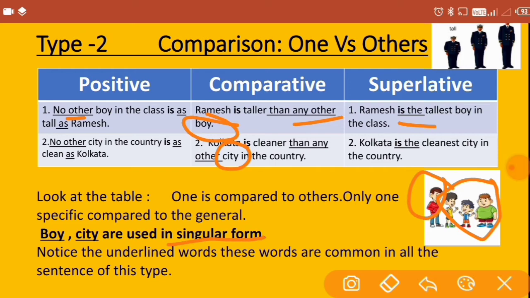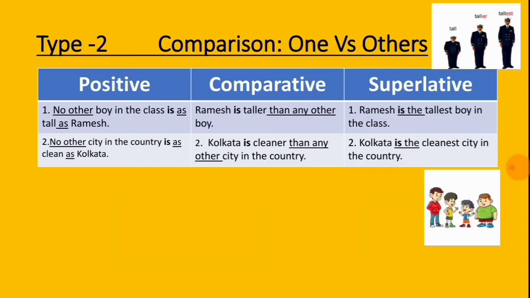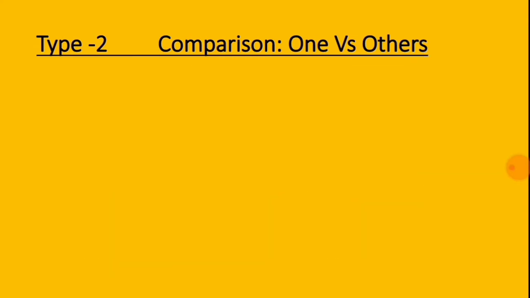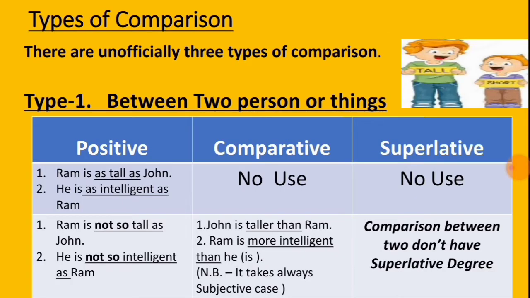Okay, in type 1 you must notice that there are also underlined words. These words are common in all sentences of these types.